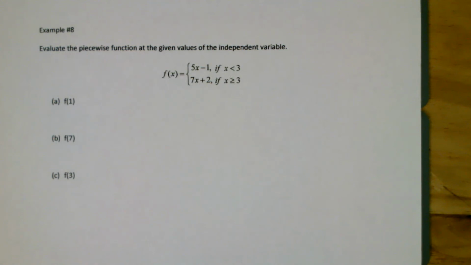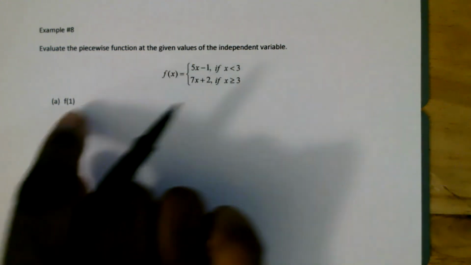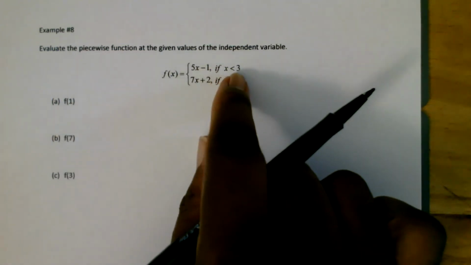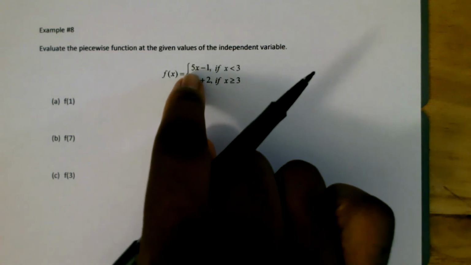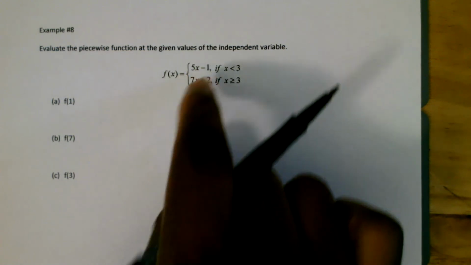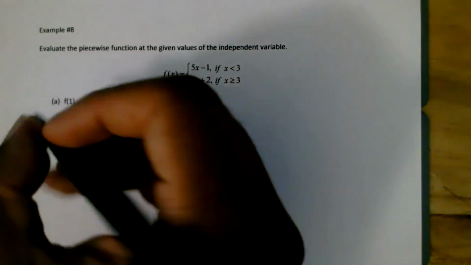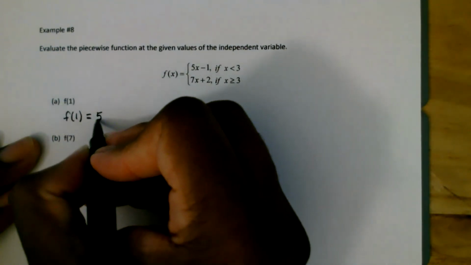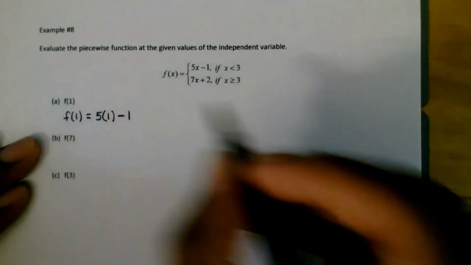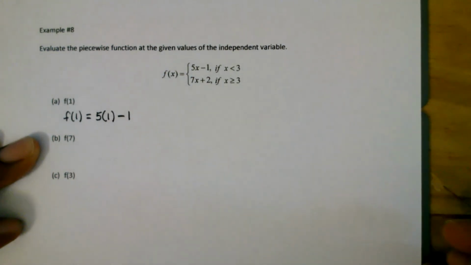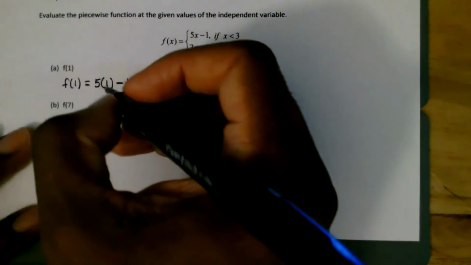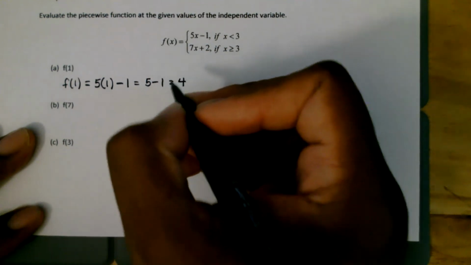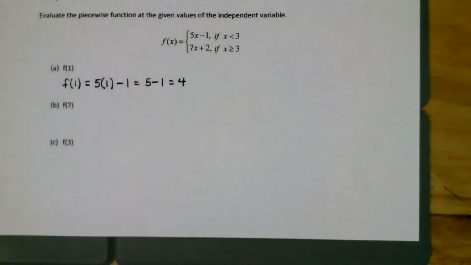Starting with f of 1, we want to evaluate this piecewise function when x is equal to 1. Here, x equals 1, and that value is less than 3, so you must use the first one, 5x minus 1. We just substitute the x in 5x minus 1 with 1. So you have 5 times 1 minus 1. Well, 5 times 1 is 5, and 5 minus 1 is 4.